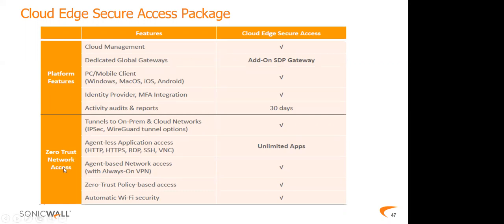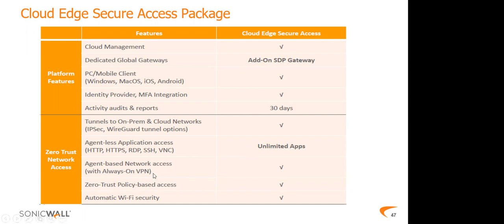And the zero trust network access, if you see the features, they have this tunnel on-prem or cloud network. That means you can configure either using IPsec or using WireGuard tunnel. And then they have agentless application access. You can access HTTP, HTTPS, RDP, SSH, VNC, all these things. So it's actually no limit, unlimited apps. You can configure as many as you want.